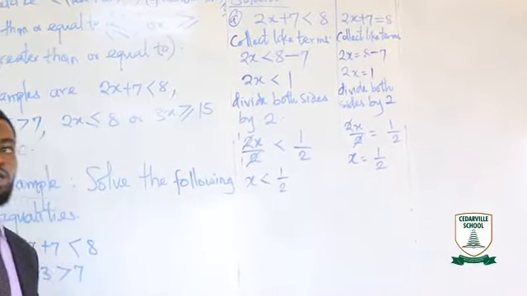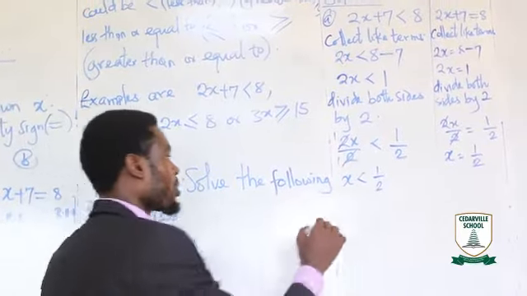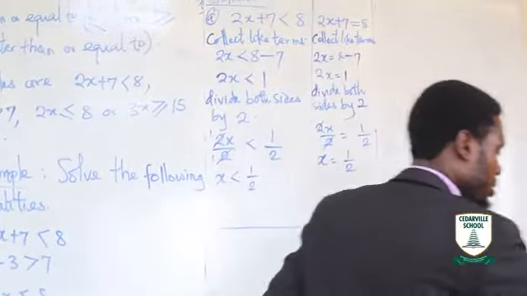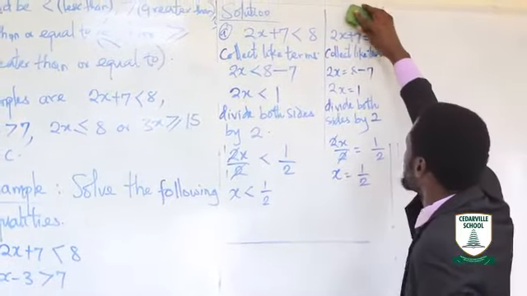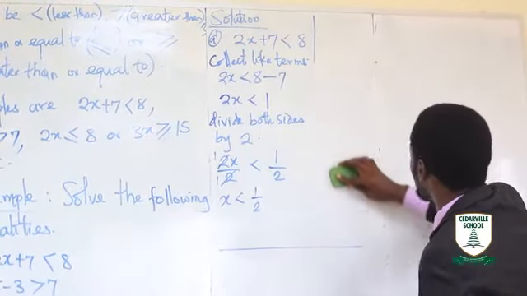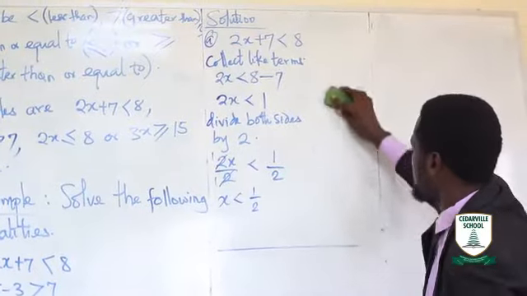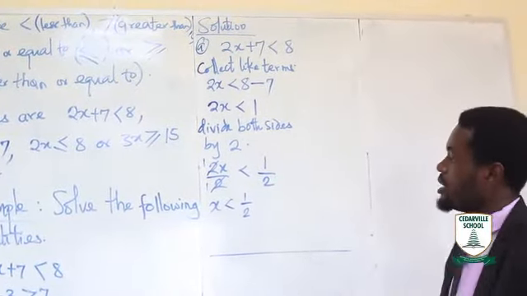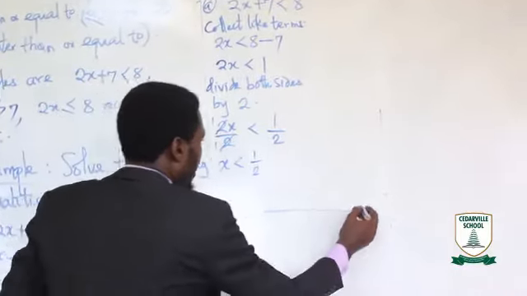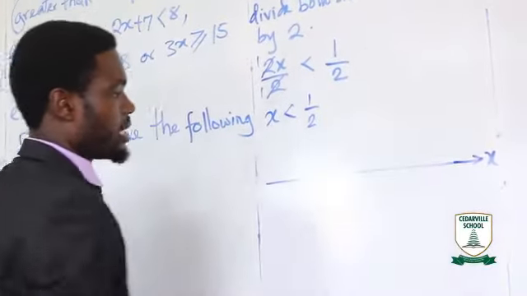What do I do if I want to represent the solution x less than half on a number line? I will draw my number line like this. At this point, I will have to rub this solution off so that it will not confuse you, because we are not treating solutions to simple equations. Rather, we are treating solutions to linear inequality. Now, what is the unknown we are working on? x. You put x here.